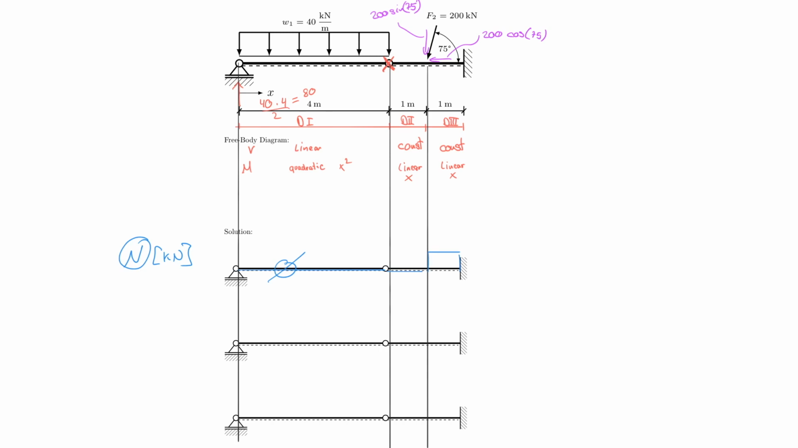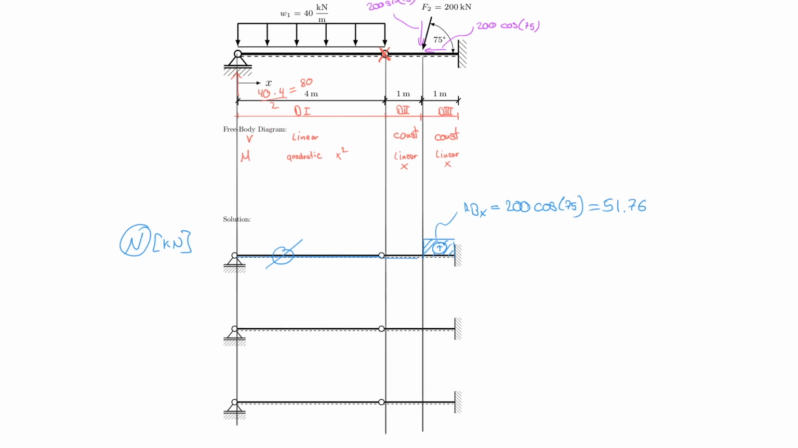So this is my tensile component and it's constant. And the value here really is RBX, which is also equal to 200 times cosine 75. And we're already done with that, except that I probably should put a result there, which is 51.76. All right, now I can move on to my shear force diagram.